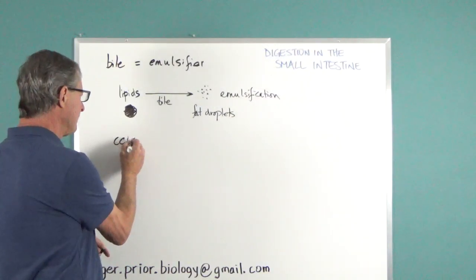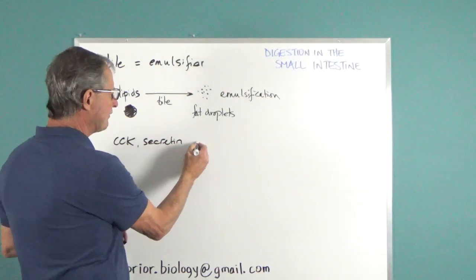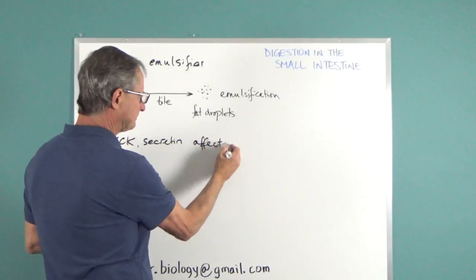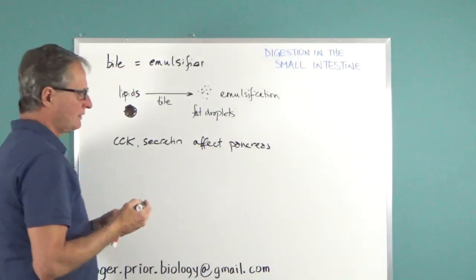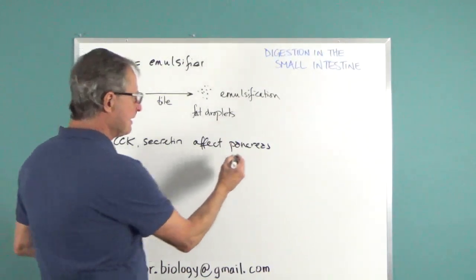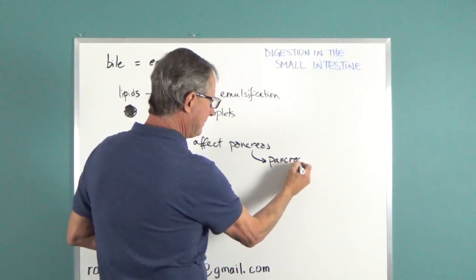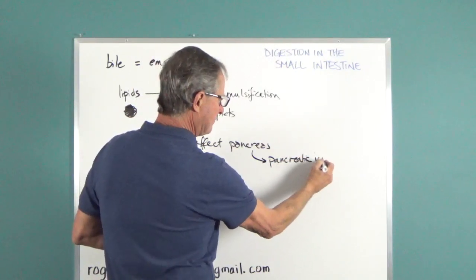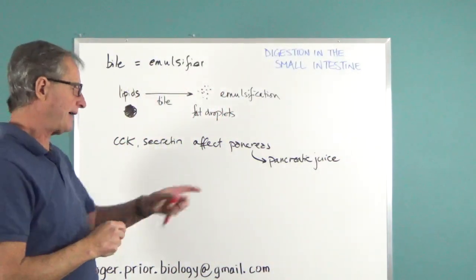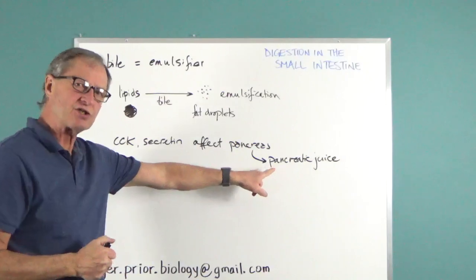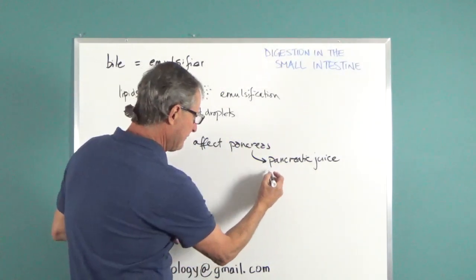CCK and secretin also affect the pancreas, and cause the pancreas to release pancreatic juice. The pancreatic juice is a complex juice. It has 6 components. We just list those 6 components here.